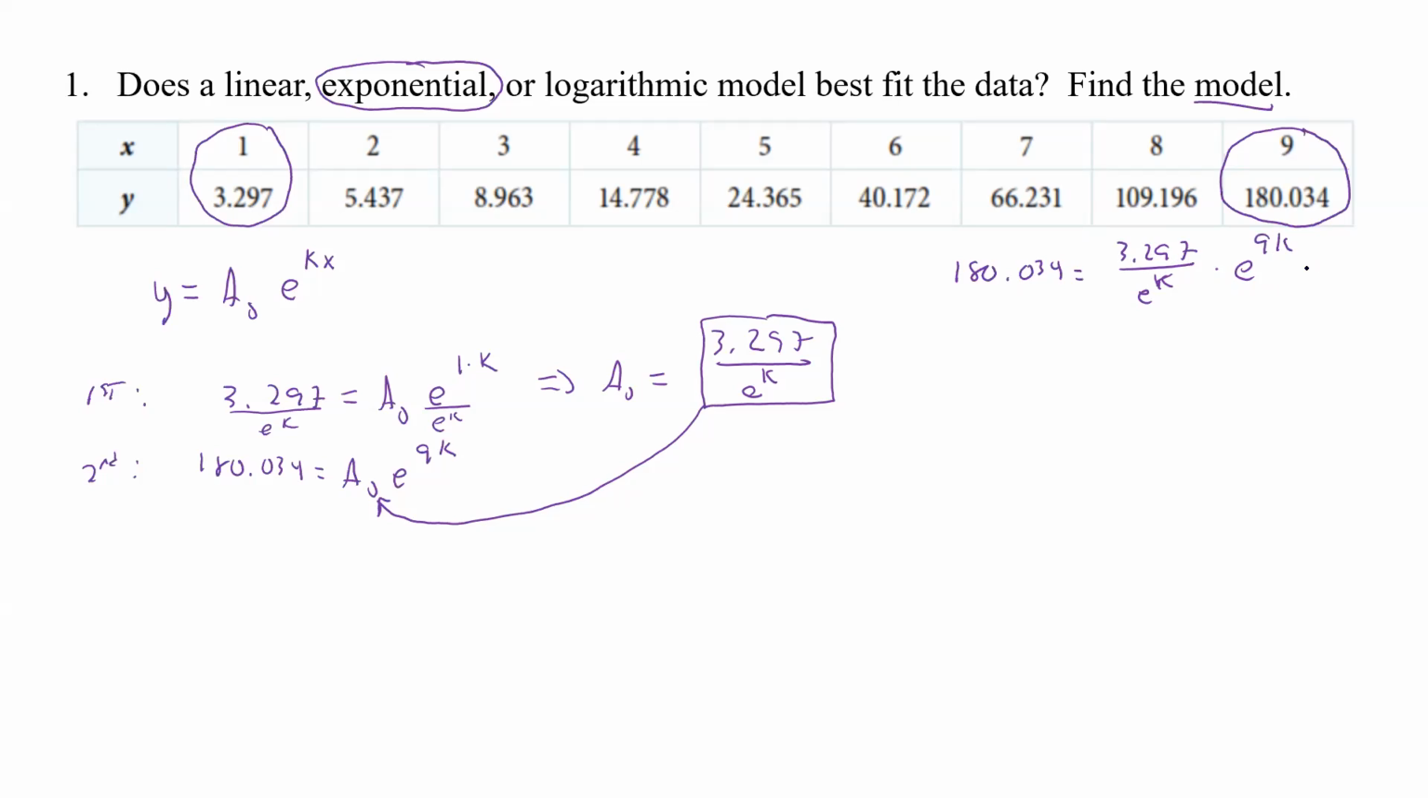So I'm going to divide both sides by that. I'm just going to take times 1 over 3.297, and that's the same thing as divided by 3.297. So that cancels that. Now, what that is, is e to the 9k over e to the 1k. Well, we have the same bases, so we can take the numerator minus the denominator. And when we do that, 9k minus 1k is 8k.